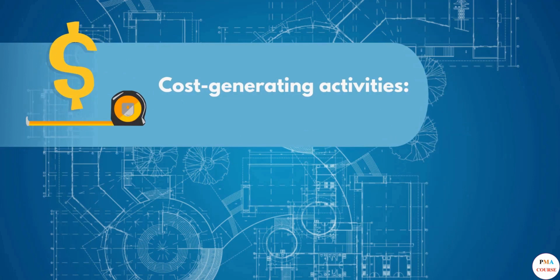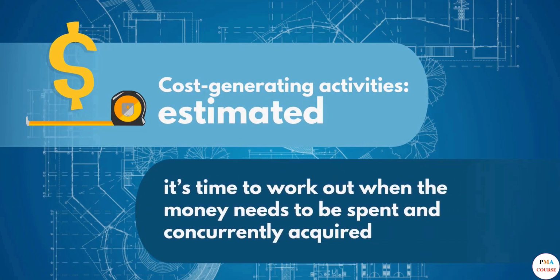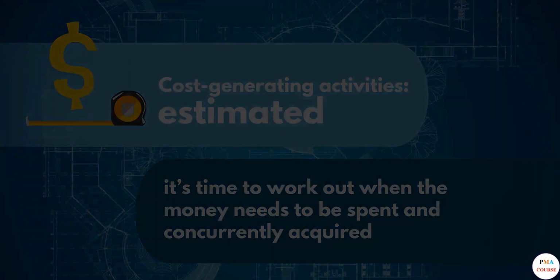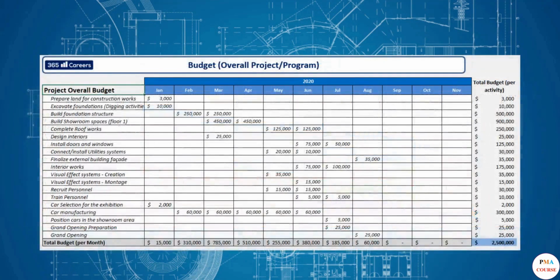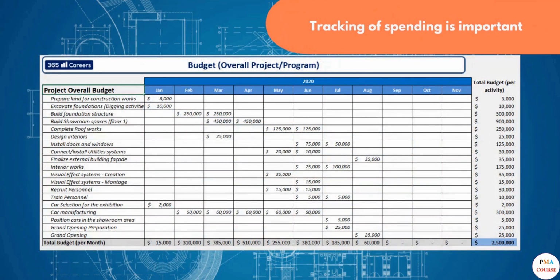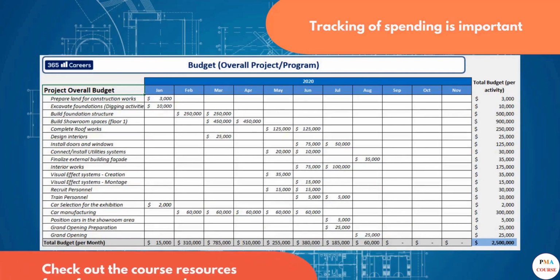Once all your cost-generating activities have their costs estimated, it's time to work out when the money needs to be spent and concurrently acquired. Use your Gantt chart to plan this, and then put it all together in your project budget, which could look something like this. It's important to track your actual spending, so adding a column for that would make sense. But with so many different types of project, there is no one-size-fits-all project budget template. Check out the course resources for a few more examples to get a better idea.